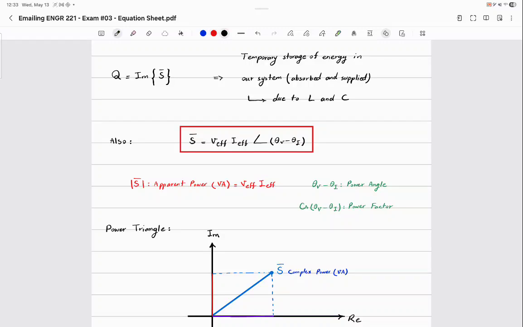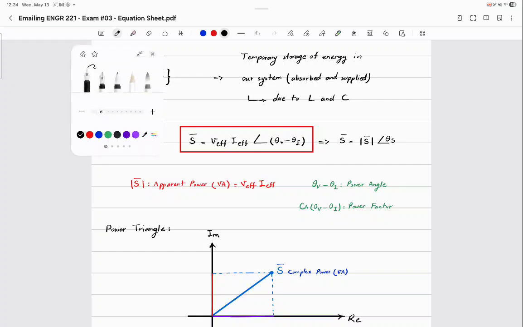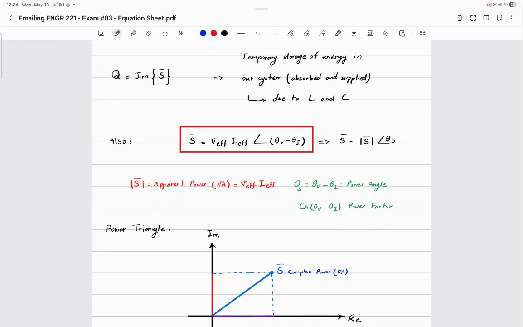I can write it like that. So complex power is equal to apparent power with the angle theta s, which is the power angle. I can write it here. Theta s is defined as theta v minus theta I and is equal to power angle. And don't worry, all of these equations are on the formula sheet.